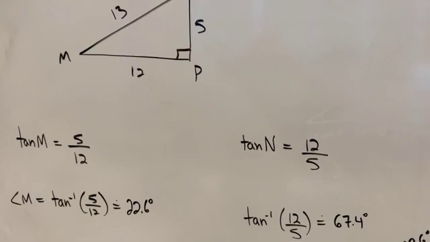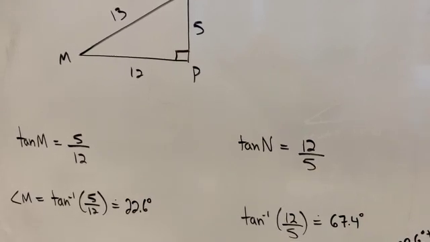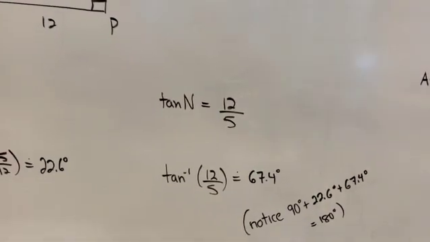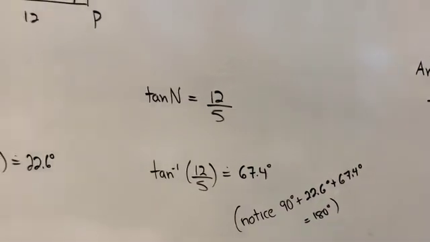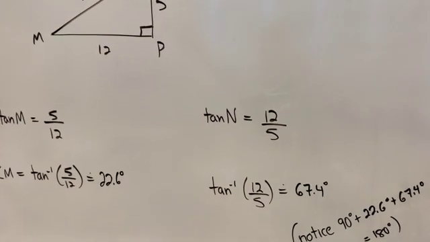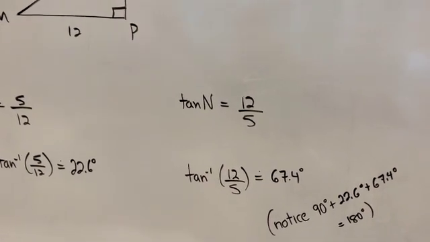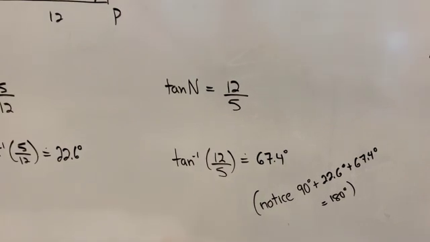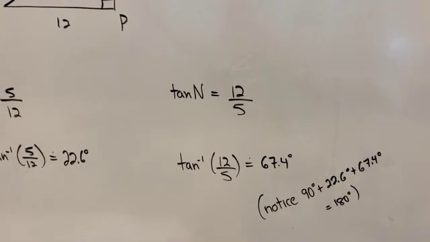Notice, by the way, that if you had found angle m, you could have found angle n just by saying, oh, these have got to add up to 180. Like if you add these answers up, the 90 that we already had, the 22.6 and the 67.4 should add up to, and do add up to, 180 degrees in total.